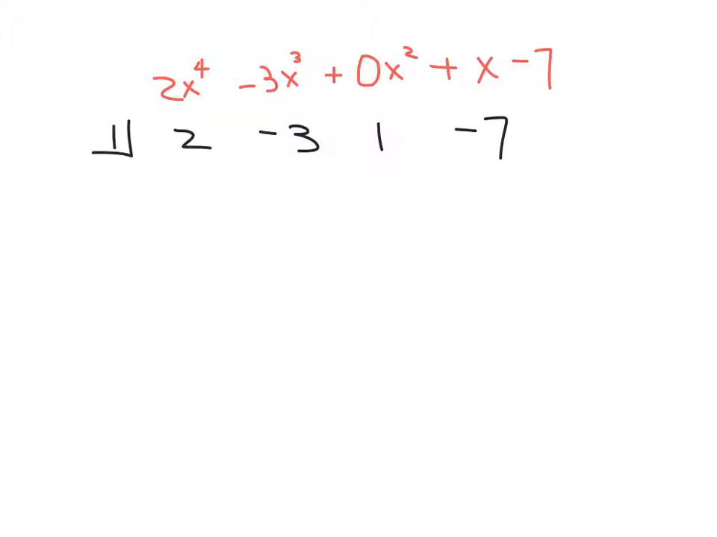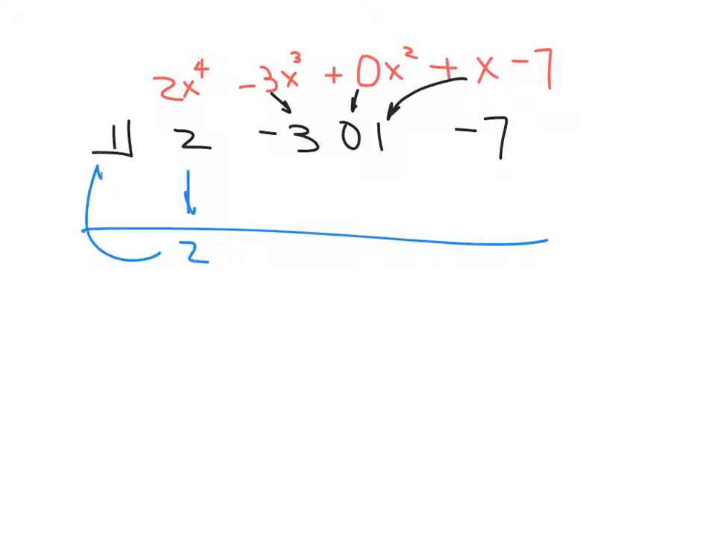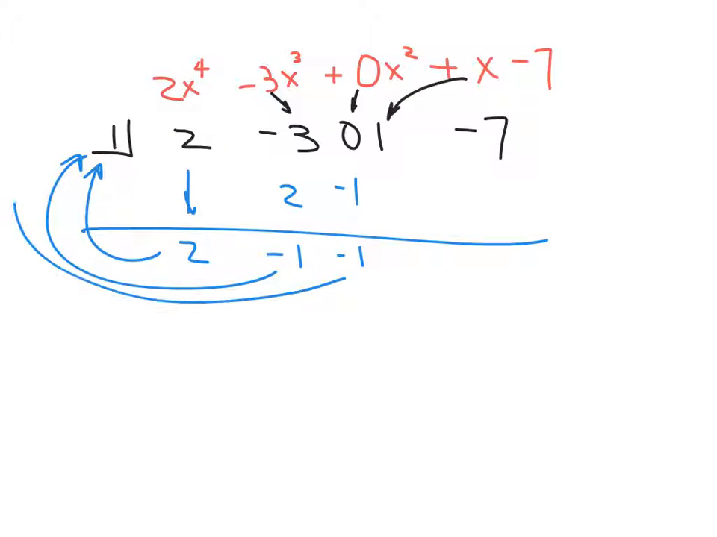So that being the case, we're going to put our 0 right there. This is the 0x squared, and this is the 1 that goes in front of there, and the negative 3 that goes there. All right, so we draw our line, giving ourselves a space, put a 2 there. 2 times 1 is 2, add. Negative 1 times 1 is negative 1, add. Negative 1 times 1, negative 1, add. 0 times 1 is 0, add.